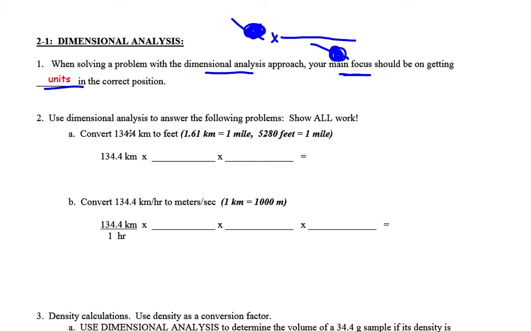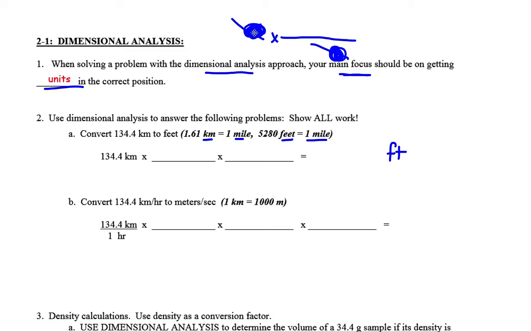So let's consider that while we work out these two problems. The first problem says convert 134.4 kilometers to feet. So I want to get rid of kilometers and I want to go to feet. So I'm worried about my units. I don't really care about my numbers. I do know that I have a kilometer to mile conversion factor, equivalency, and I also know a feet to mile conversion factor. So I'm going to set those up in the right way.